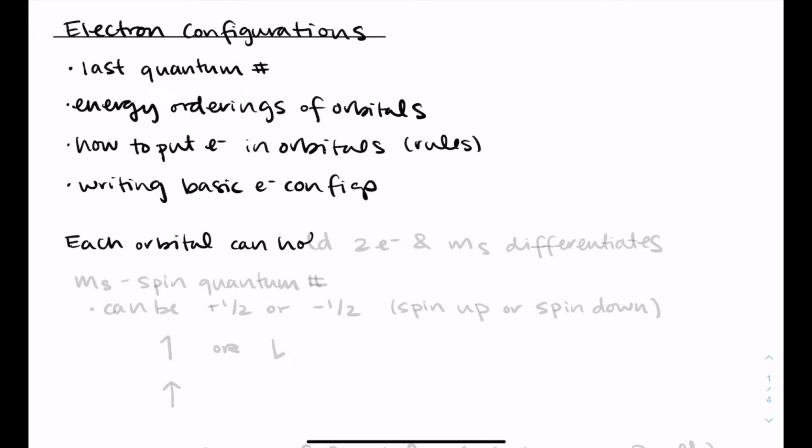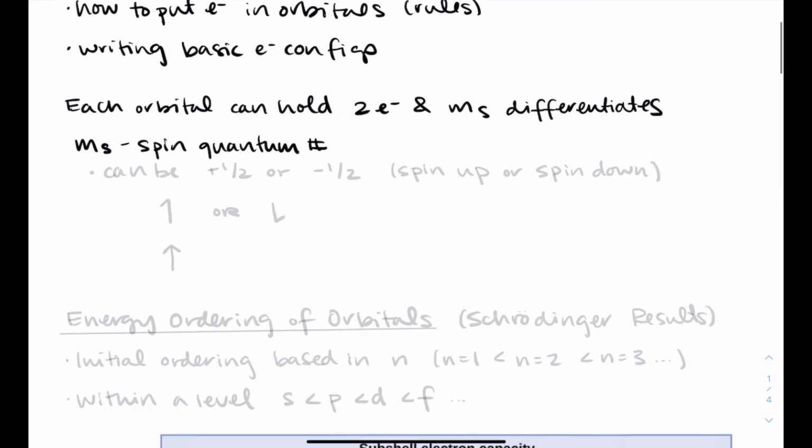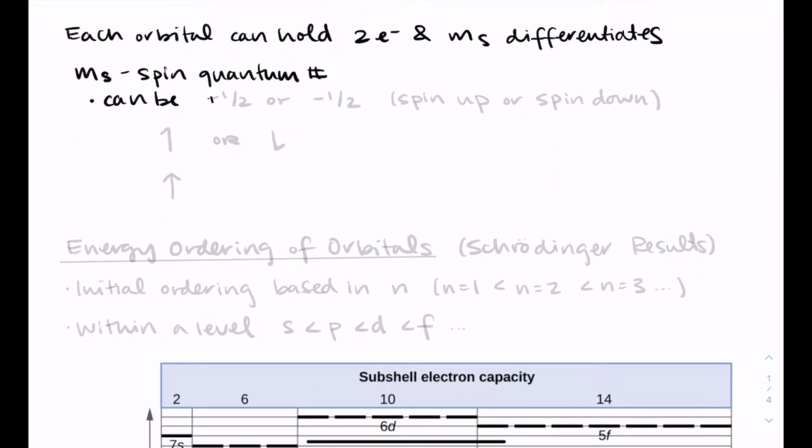Okay, so each orbital can hold 2 electrons, and this last quantum number, m sub s, differentiates those 2 electrons. So we call it the spin quantum number because it represents the spin of the electron, and this is a plus 1/2 or a minus 1/2, which we just call spin up or spin down. So plus is up, minus is down. And when we put it into a picture of what the orbital electron configuration looks like, we will just do an up arrow or a down arrow.